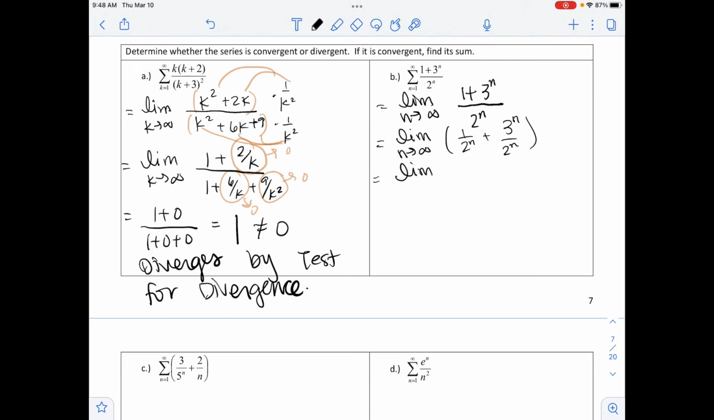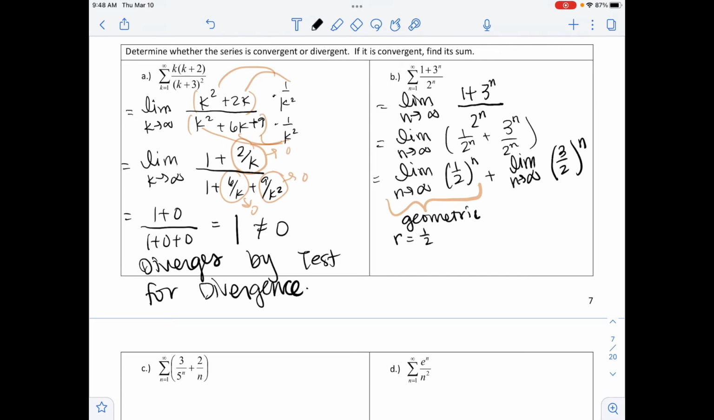And then we have the limit as n approaches infinity, and I can look at each of these individually. So I'm going to rewrite this as the limit as n approaches infinity of 1/2 to the nth power plus the limit as n approaches infinity of 3 over 2 to the nth power. And so this first limit that we have actually is geometric, and our r value is equal to 1/2. Since the absolute value of r is less than 1, we would say this converges.